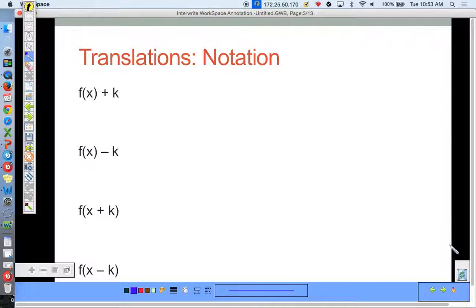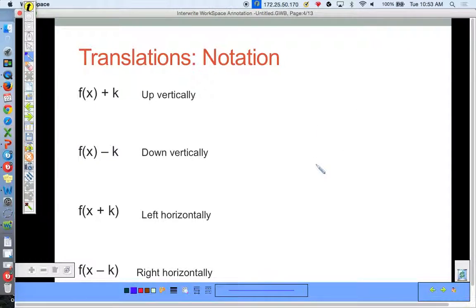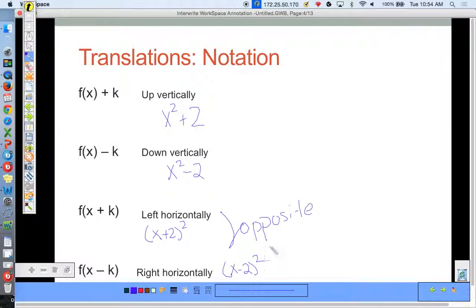Now, we're going to work on translations. And you guys figured these out yesterday. If we add k, it goes up vertically. If we're subtracting some value, down. And then the left and right, again, those are always the opposite. And so, for example, x squared plus 2 would move it up 2. X squared minus 2 would move it down. X plus 2 squared would move it left horizontally, whereas x minus 2 squared would move it right horizontally.